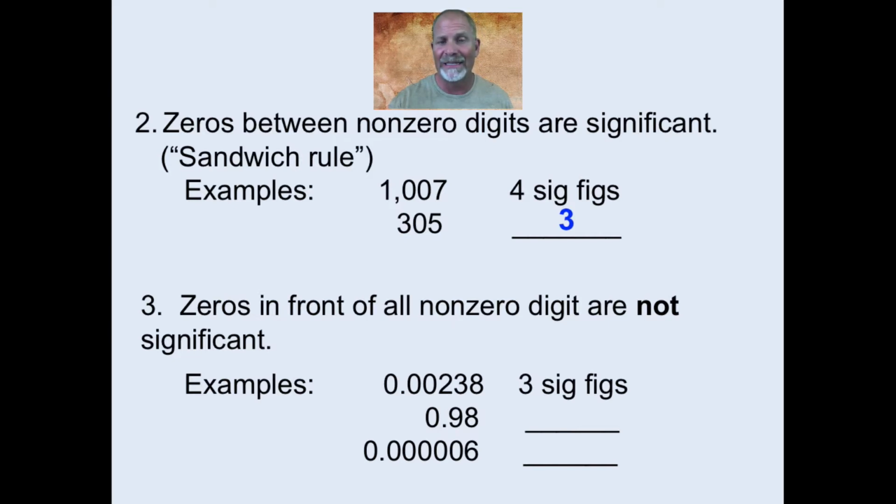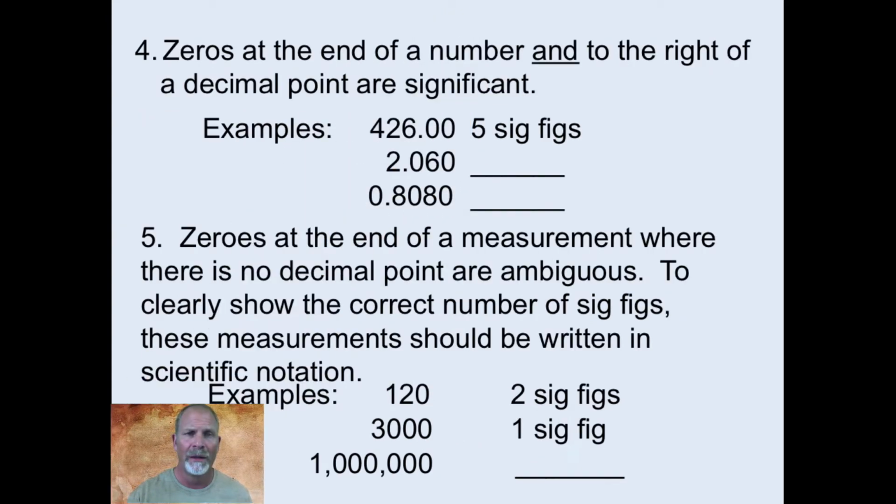My 0.98 is actually significant, but 0.00006, my zeros are just placeholders, they tell me where my 6 is beginning, but I only have 1 sig fig in that actual measurement. Now at the very end, this is numbers at the end, to the right of a decimal are significant.